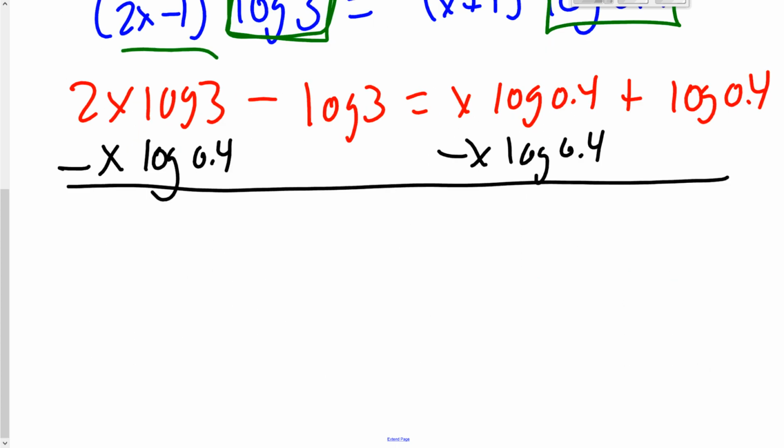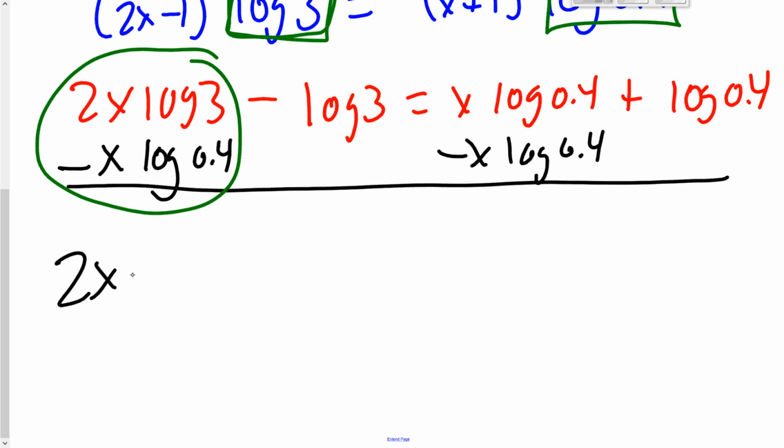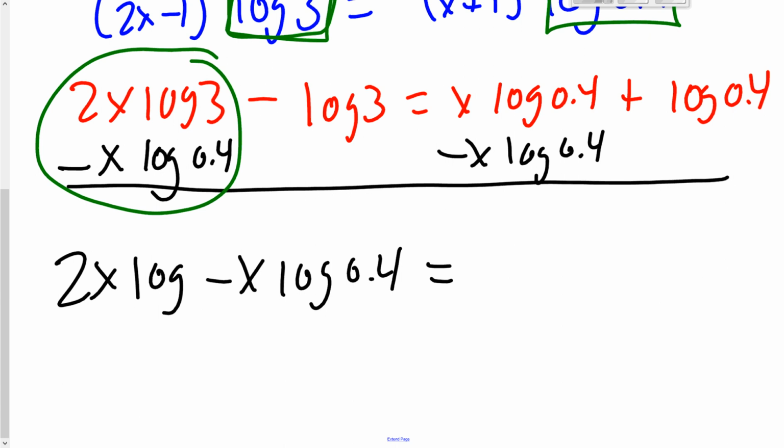Okay, do this one step. Now again, I cannot subtract these, right? I cannot take 2x log 3 minus x log 0.4 and combine them, because I don't know what log 3 is and I don't know what log 0.4 is. So these are not like terms, and I'm just going to set them next to each other. So 2x log 3 minus x log of 0.4 equals, let's go ahead and move this over as well, right?